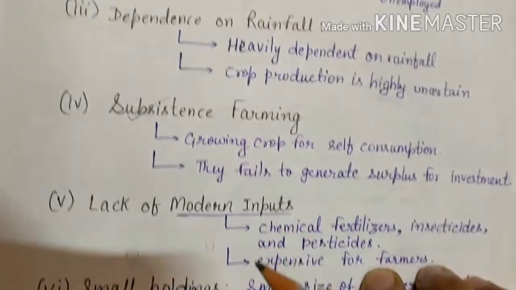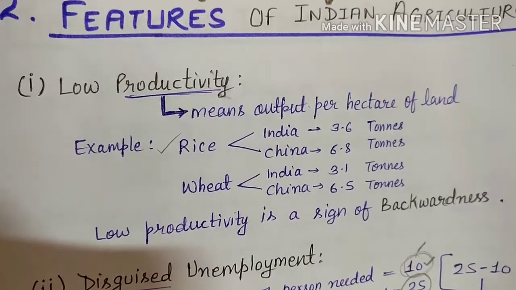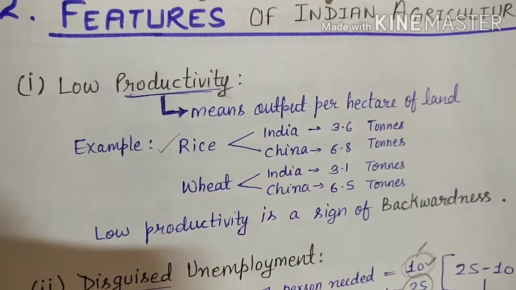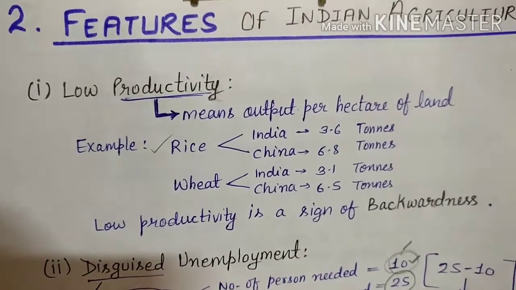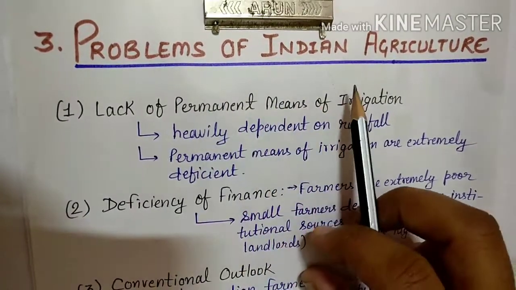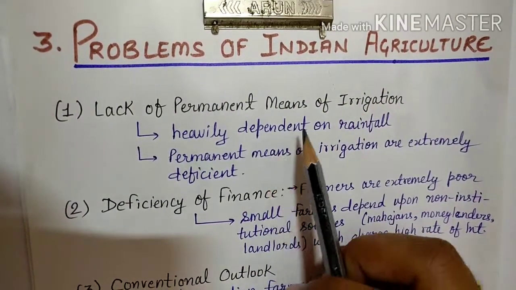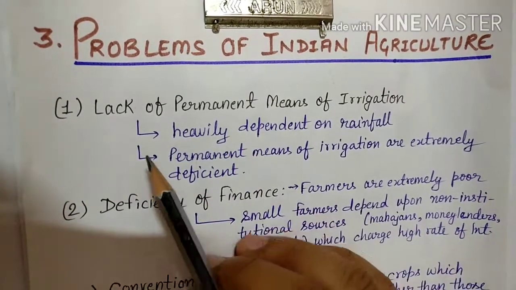Okay, so these are the features of Indian agriculture. Maybe you can find more features also, but these are the main features of Indian agriculture. I hope it is clear to you. So students, now we will talk about the problems of Indian agriculture. Actually, in features only we have discussed these problems, but now as a separate section we have to study them. So the first one is what?